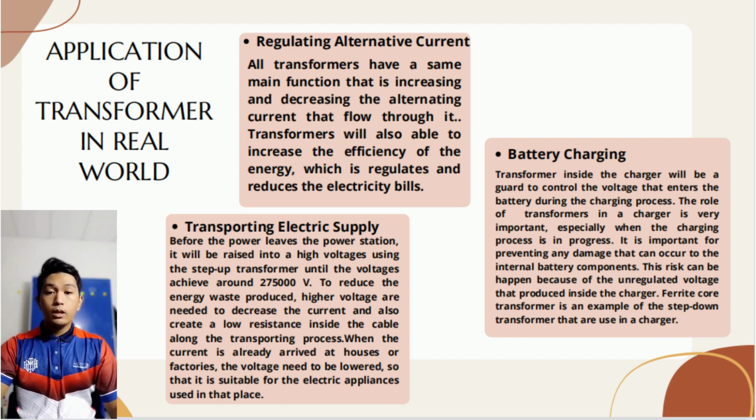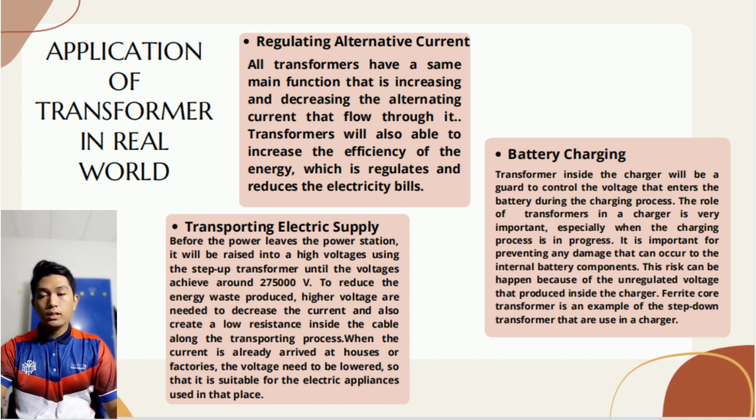We meet again, but now we are going to learn a little bit about the application of the transformer in the real world. Firstly, regulating alternating current: all transformers have the same main function, that is increasing and decreasing the alternating current, which is AC current, that flows through it. By regulating the flow of current, the transformer is also able to increase the efficiency of the energy, which regulates and reduces the electricity bills.